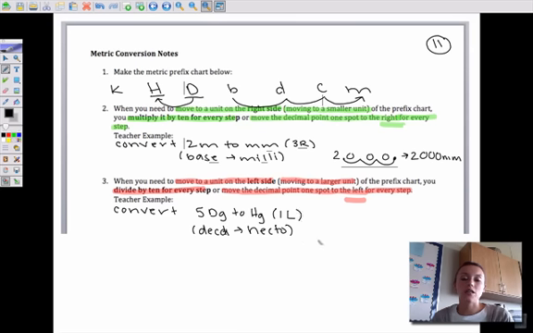Because I've now done the hardest part, I'm ready to start doing the actual moving of the decimal point. I'm going to write my number, and I don't see a decimal point, so I need to put it after the whole number, which in this case is a number 5. I need to move the decimal place 1 spot to the left. So 5 decagrams is 0.5 hectograms.